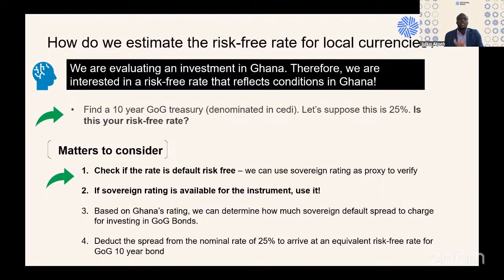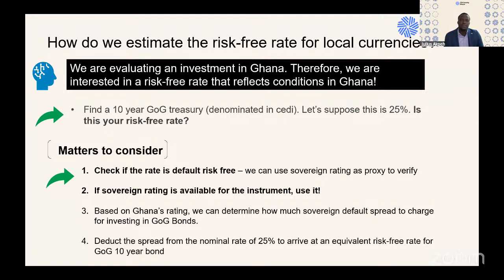All right, so we're going to work on how to estimate the risk-free rate. How do we estimate the risk-free rate for local currency? We know how it is done in the United States. Very easy. All you need to do is reach for a recently issued 10-year US government bond and pick the yield on that bond. You are done.